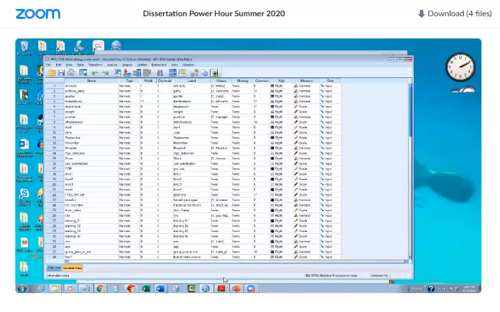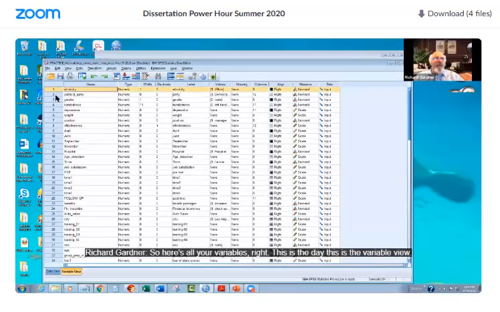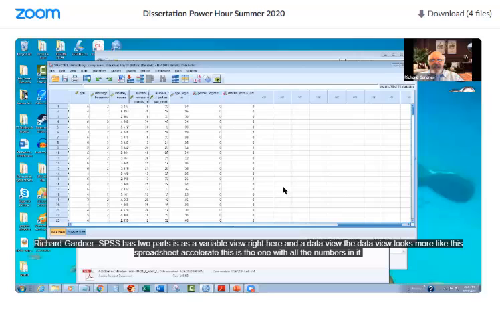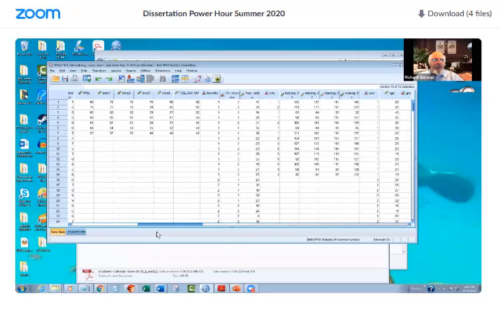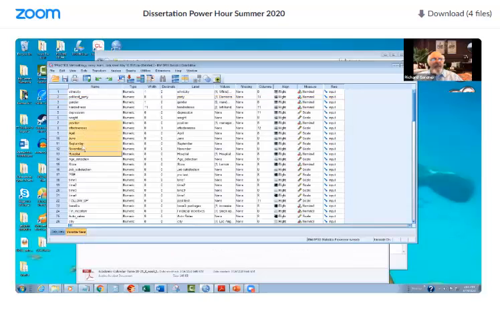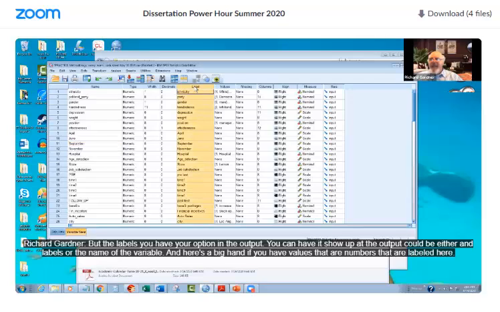So here's SPSS. And so here's all your variables, right? This is the variable view. SPSS has two parts. It has a variable view right here and a data view. The data view looks more like the spreadsheet, Excel, right? This is the one with all the numbers in it. And the variable view describes the variable. It's got the variable name, and you have two options. You can name the variable. This is what SPSS will know the variable as, but the labels, you have your option in the output. The output could be either in labels or the name of the variable.